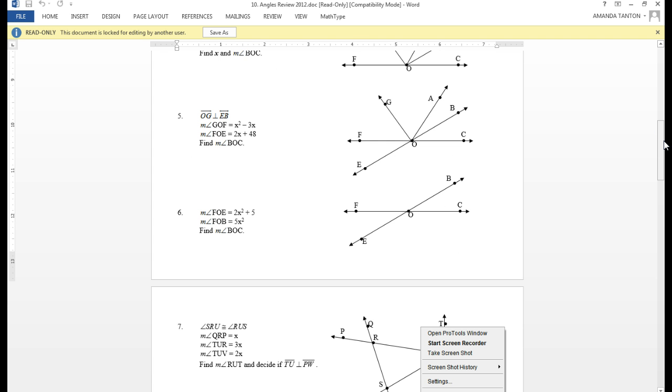Number 5. OG is perpendicular to EB. Did you notice how we gave you the picture over and over instead of making you use the same picture? We were nice this time. You're welcome. Okay, anyways. OG is perpendicular to EB. GOF is x squared minus 3x, and FOE is 2x plus 48. What do we know about those two angles? Please don't set them equal.